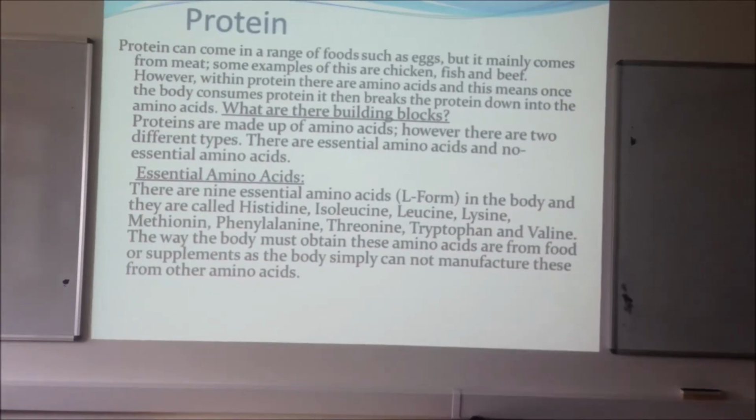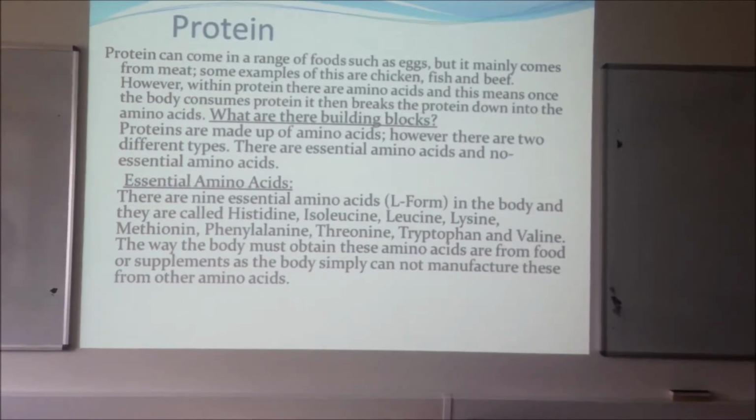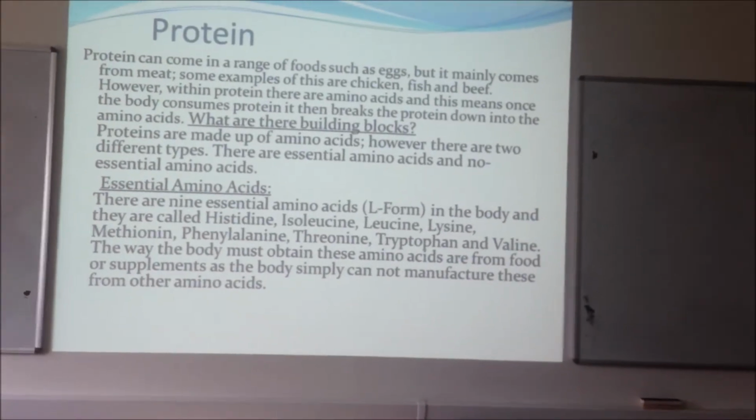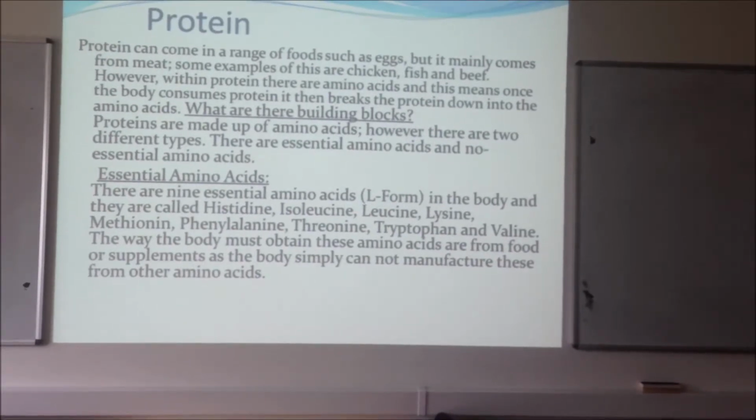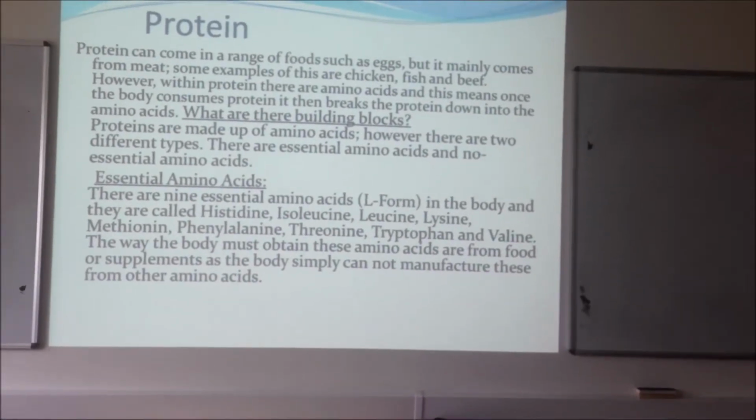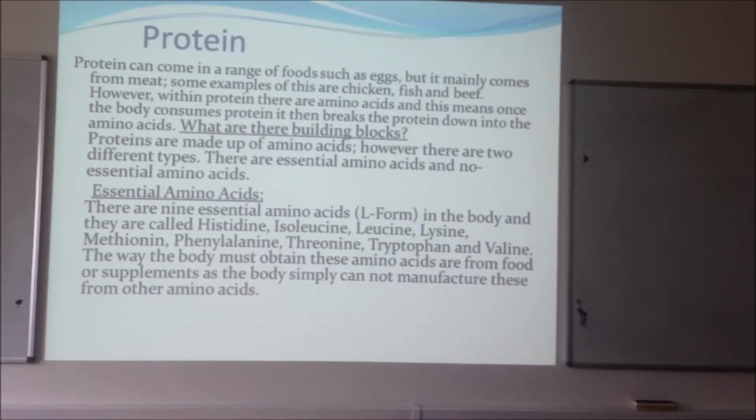Protein. Protein can come in a range of foods such as eggs, but it mainly comes from meat. Some examples of this are chicken, fish and beef. However, within protein there are amino acids, and this means once the body consumes protein, it then breaks the protein down into the amino acids.